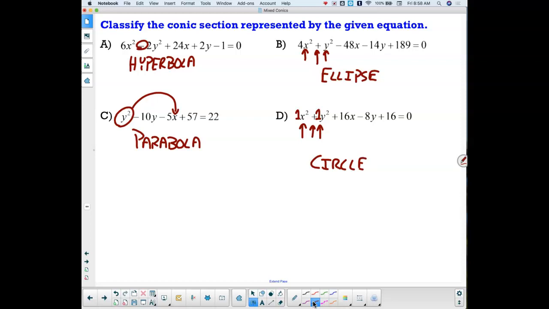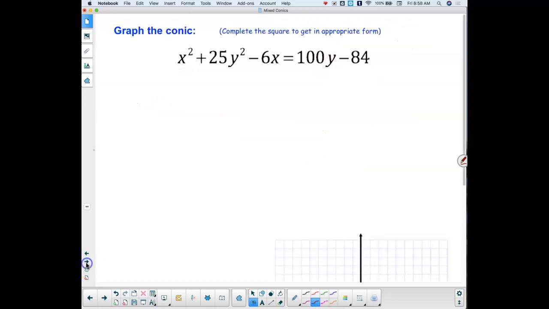Okay? So that's the first thing you do. Now we got to get into this part. Okay? So I want to graph this conic. I want to put this conic on that graph down there at the bottom that we can barely see, which we'll scroll down because we got to do some work first. Before I can do that, I got to figure out what kind of conic it is.